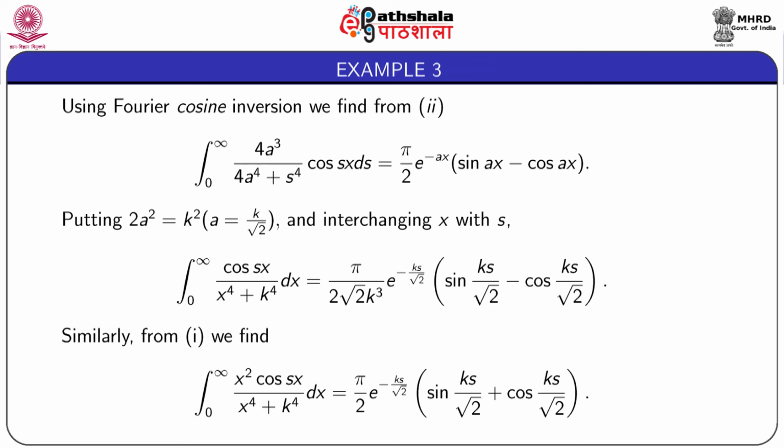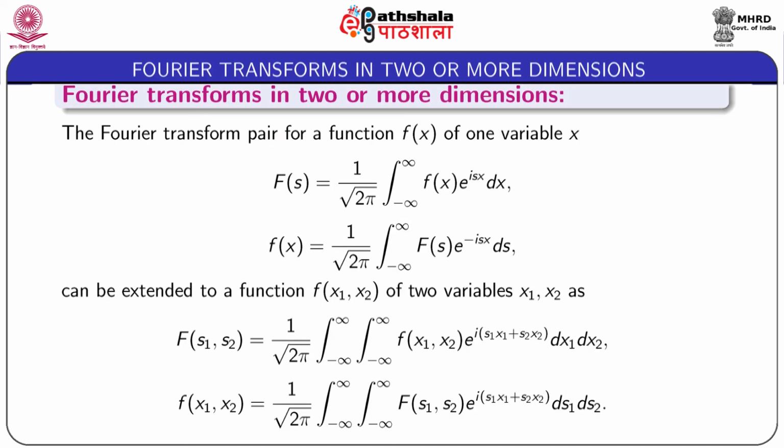So, this gives the Fourier cosine transform of the function 1 by x^4 plus k^4. Similarly, from relation 1, we find, after inverse Fourier cosine transform, the integral 0 to infinity x square cos sx divided by x^4 plus k^4 dx, equal to pi by 2 e to the power minus ks by root 2 into sine ks by root 2 plus cos ks by root 2. So, we have obtained the results.